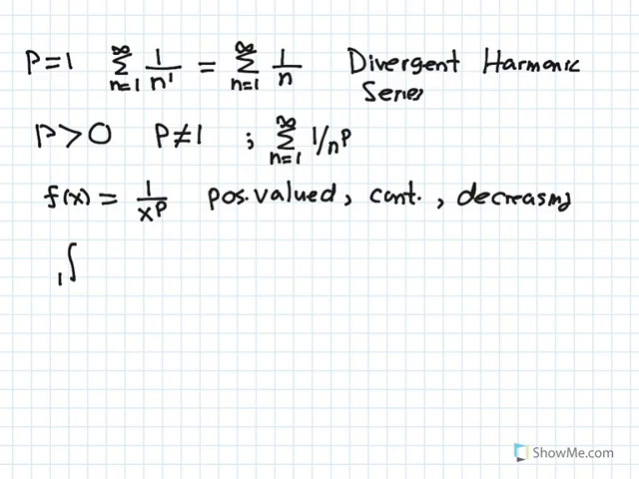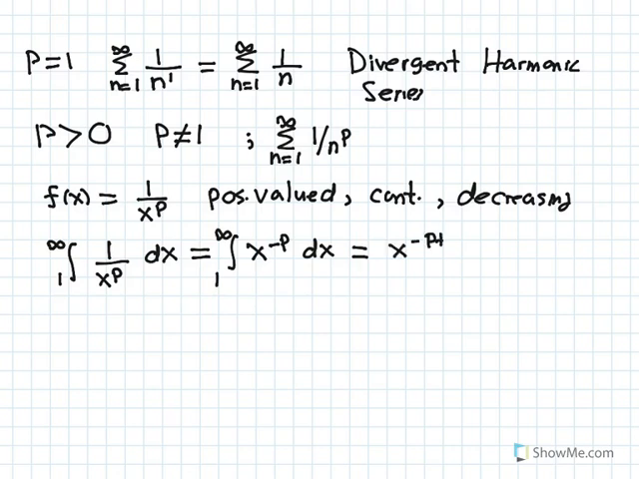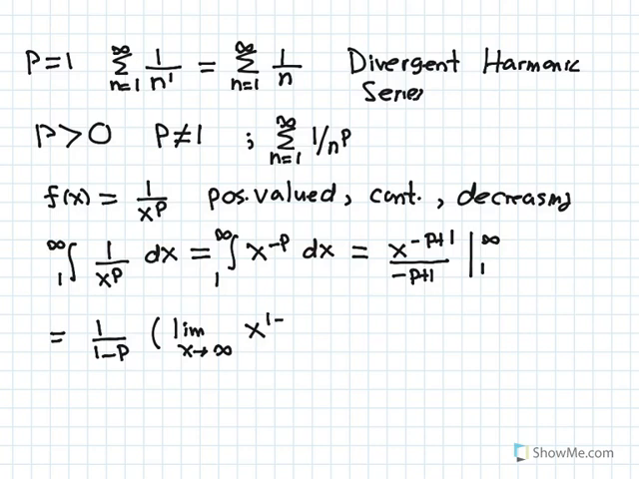So now we can apply the integral test. The integral from 1 to infinity of 1 over x to the p dx is equal to the integral from 1 to infinity of x to the minus p dx. Reversing the power rule, we get x to the negative p plus 1 divided by negative p plus 1, evaluated from 1 to infinity. So this is equal to 1 divided by 1 minus p. It's an improper integral, so we take the limit as x goes to infinity of x to the power of 1 minus p, minus, and plug 1 in. We're applying the fundamental theorem of calculus, so we just get 1 to the power of minus p plus 1.